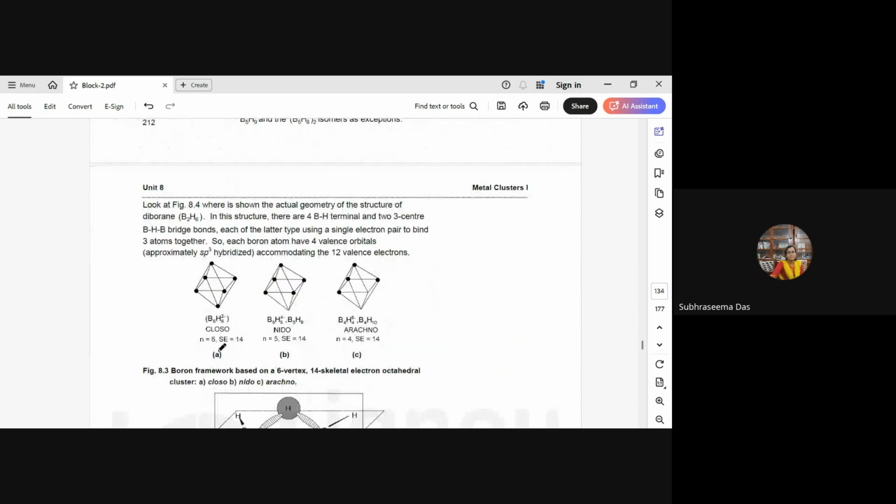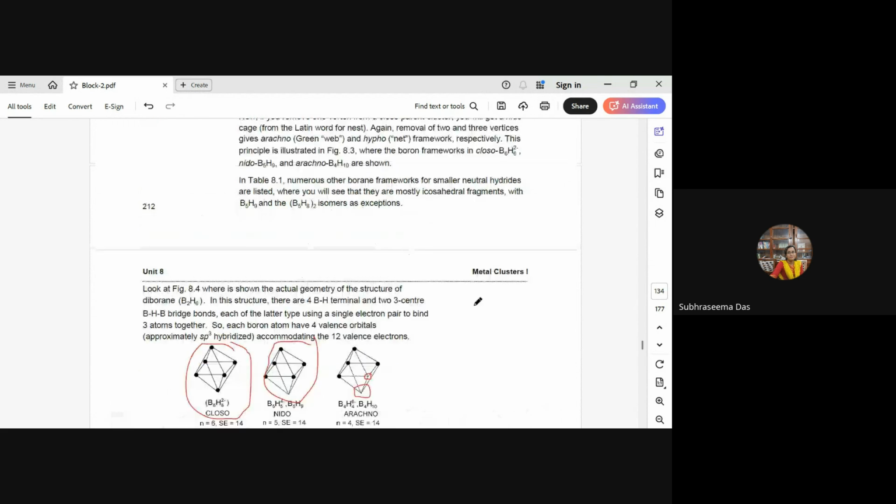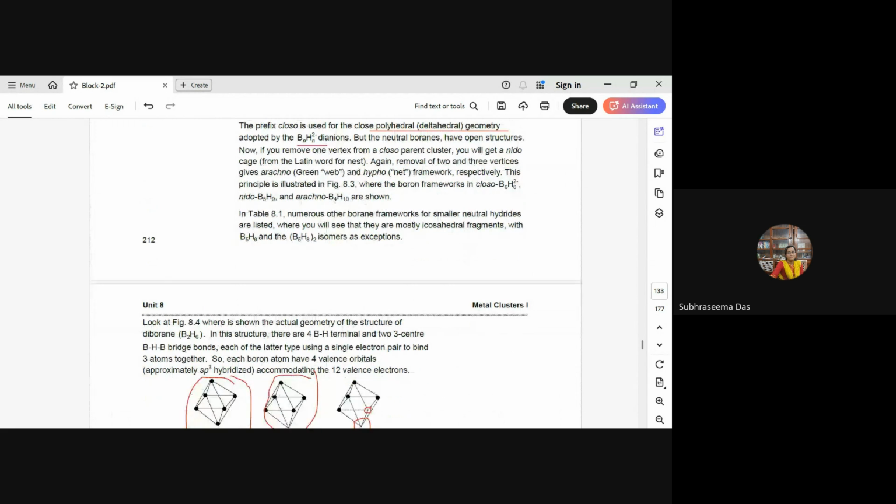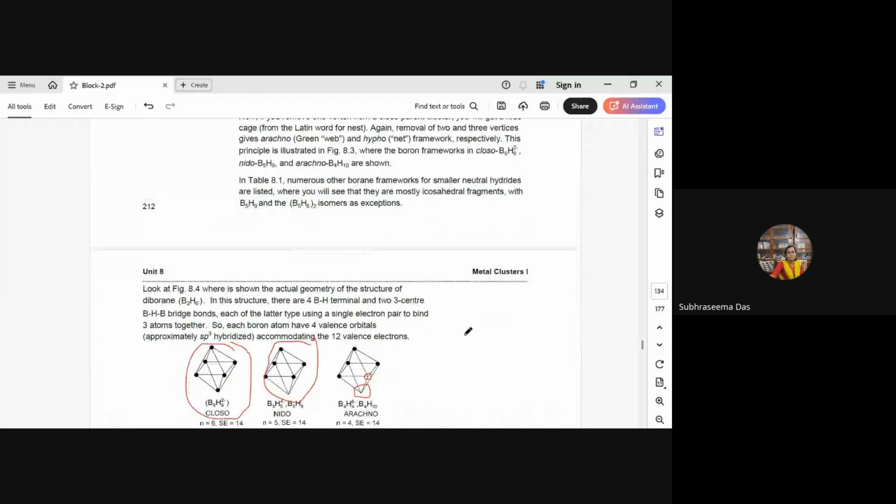Here this is a six vertex closed framework, that is closo. If we remove one vertex, you can see one vertex has been removed, it is a nido. Here two vertices have been removed, one from here and one from here, and these are called arachno. If we remove three vertices, the framework is called hypho. So this principle of the boron frameworks is shown for B6H6 2 minus, nido and arachno.